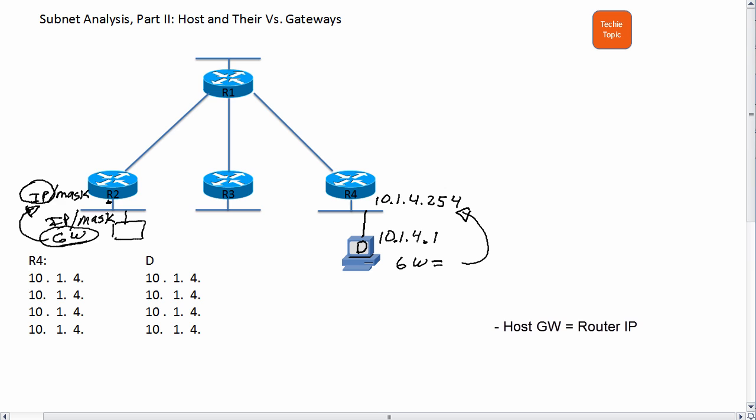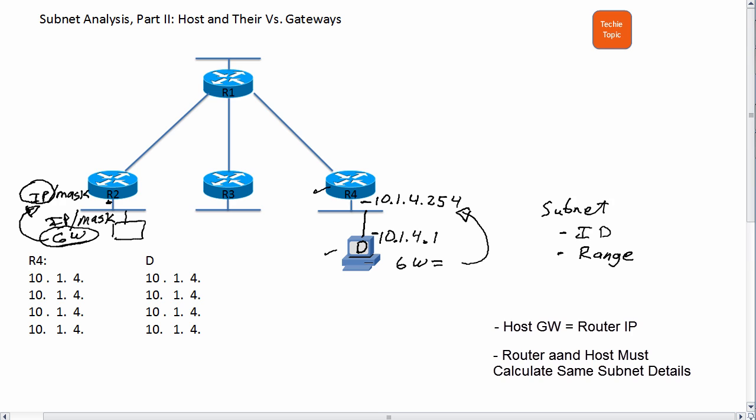Now, the more complicated part of this is that the host and the router may differ in their opinion about what the subnet is that they're both attached to. Remember, both the router and host set their IP addresses independently of each other. In other words, the mechanisms are different. So what do we need to do? We need to look at both the router and host and think about the subnet. Now, the subnet itself is comprised of a subnet ID and a range of addresses. Now, this information, though, can be calculated. It can be calculated based on the IP address and mask of the router, and it can be calculated based on the IP address and mask of the host. So the question is, do they agree? Is it the exact same subnet that both the router and host believe exists on this LAN?